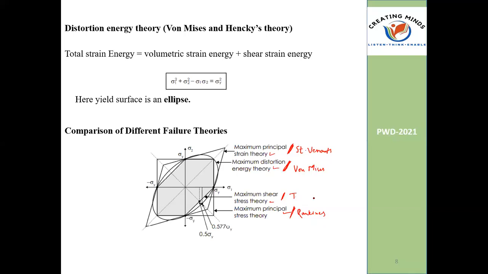Please be careful. Generally, Tresca is very important. If you are talking about energy theorems, it is mainly Von Mises and Hencky. If you are talking about shear stress, Tresca plays a major role. And if we are talking about maximum principal stress theory, Rankine's plays a major role. These are very important things. Any doubts?